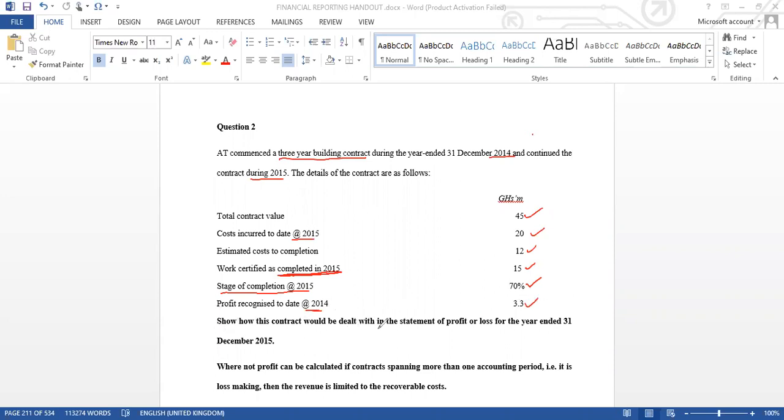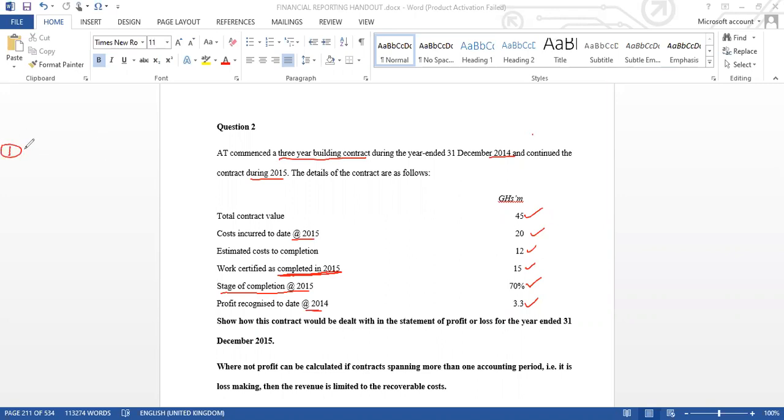Show how the contract will be dealt with in the statement of profit or loss. Okay, I made a note here for you: profit can be calculated if the contract spans more than one period. If it is loss making, then the revenue is limited to recoverable cost. This is what I mentioned, so you just move straight away and provide for it. So let me use this short period for us to deal with it.